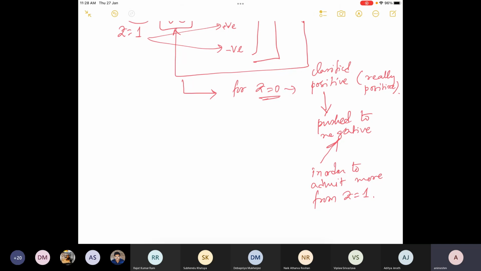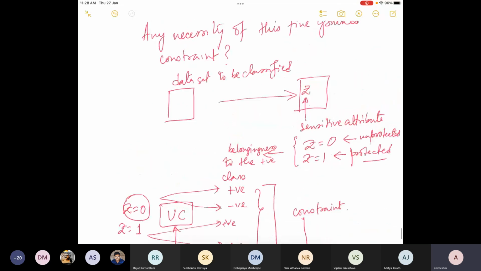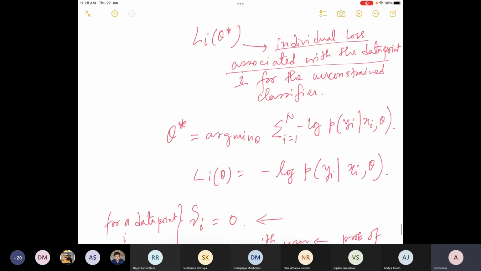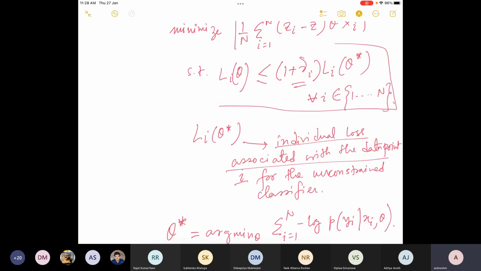Now, you know what this is called? This is reverse discrimination. In order to remove the discrimination from one set of users, you are introducing additional discrimination for the other set of users, which is not desirable. That is something one needs to take care of. Therefore, one needs the liberty to apply the constraint on individual data points rather than on all the data points as a whole.